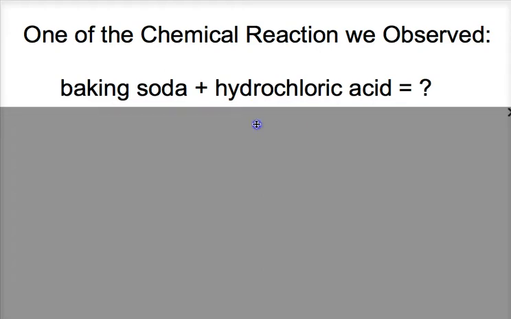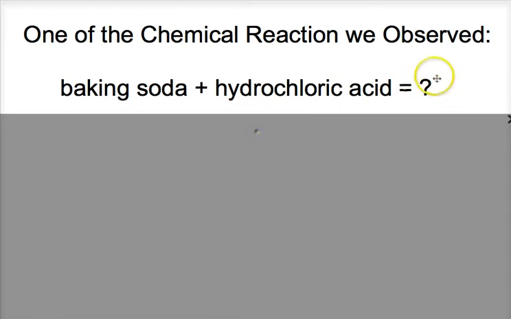Now, one of the reactions we observed was adding hydrochloric acid to the baking soda. There was a chemical reaction, so we saw fizzing and we felt heat being released. In a chemical reaction, the original reactants rearrange themselves into a, let's say, more stable situation. And at the end, the products that we get are different. We don't have baking soda anymore, and we don't have hydrochloric acid anymore.